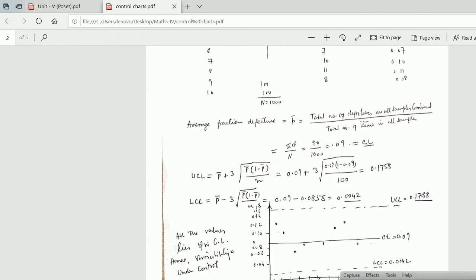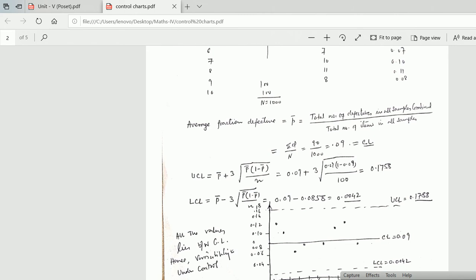Now after getting p bar, you find the upper control limit, which is equal to p bar plus 3 under root p bar into 1 minus p bar upon n. p bar I have got 0.09, plus 3 under root 0.09 into 1 minus 0.09 over 100. So this is your value.